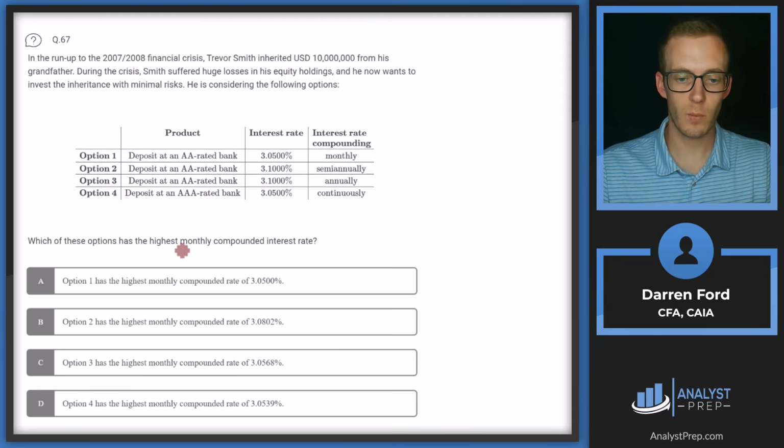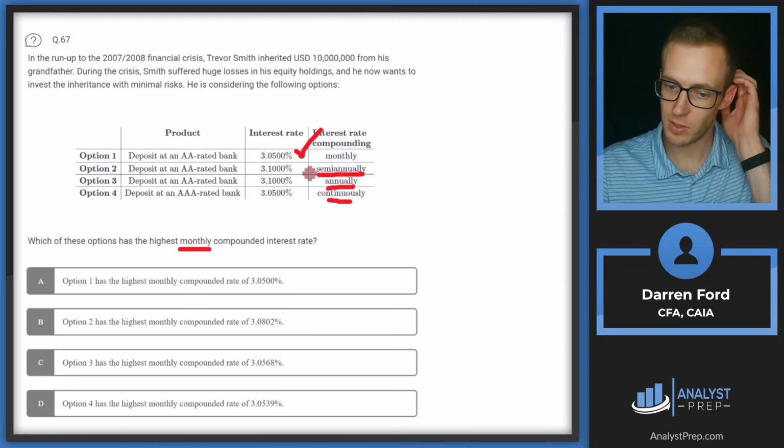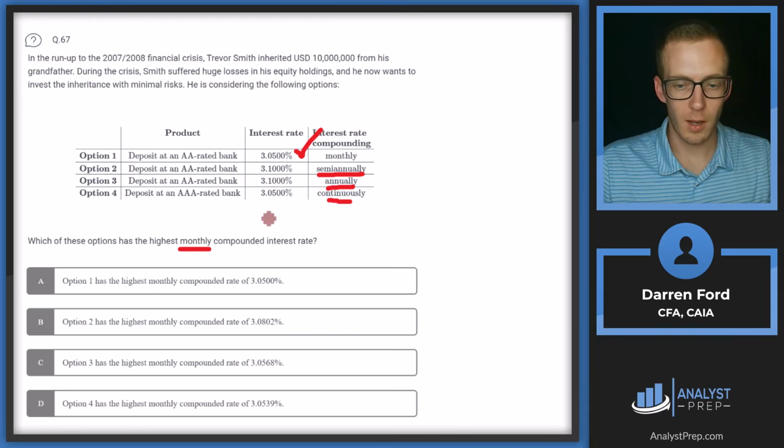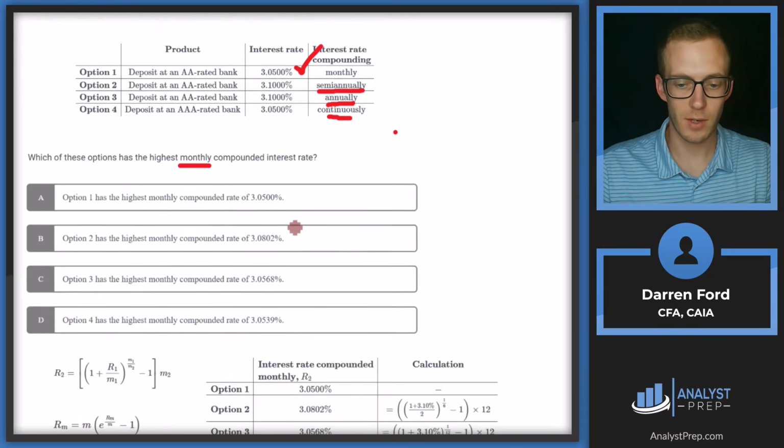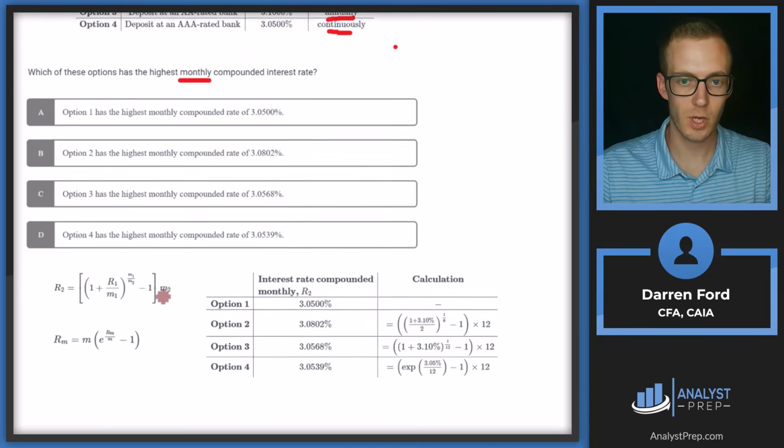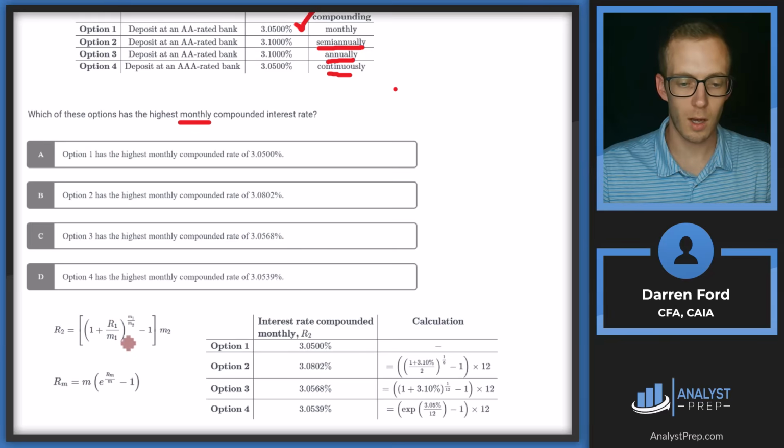So what we're going to be doing here, we need to transform all of these different rates into monthly based on what they're at now. So we're at semi-annually, annually, and continuously. Notice for option 1, we're already at monthly, so we won't have to do anything there. I've got the info down here already, so let's scroll down. So this first formula, this is what we're going to use for the non-continuous compounding options. For option 1, we don't have to do anything. And then for options 2 and 3, this is what we'll be using.